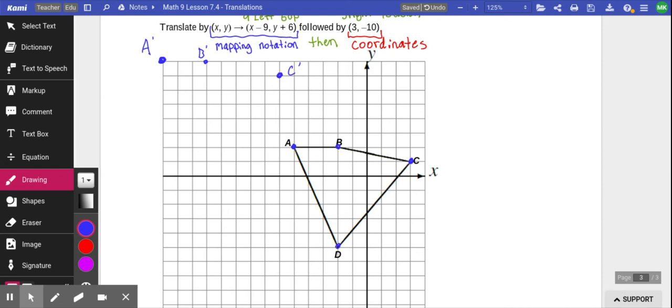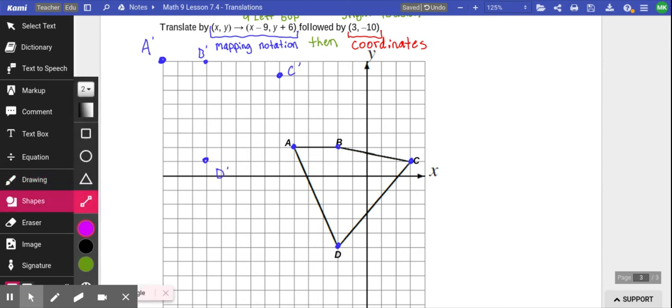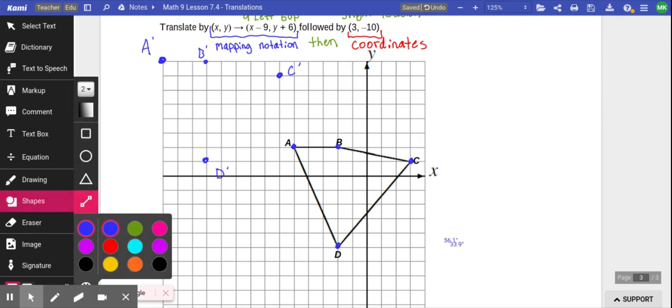And then if I do D, I do 9 to the left, so 1, 2, 3, 4, 5, 6, 7, 8, 9, and then 6 up. 1, 2, 3, 4, 5, and 6. So I now have D prime over there. I've effectively done the first translation, and it looks like this.